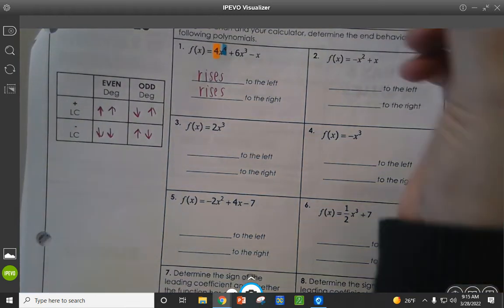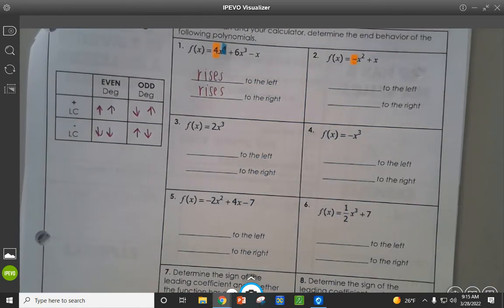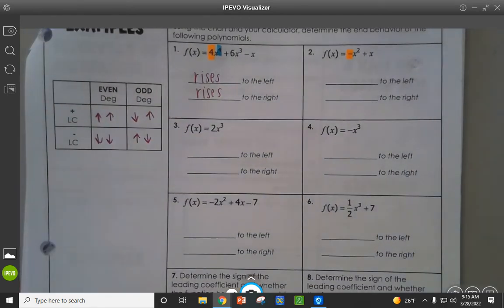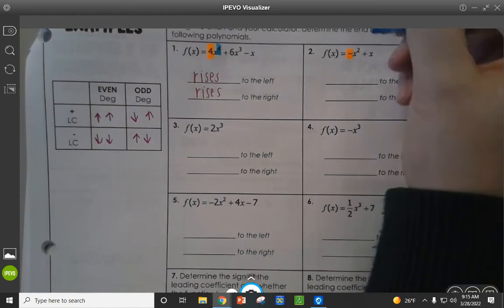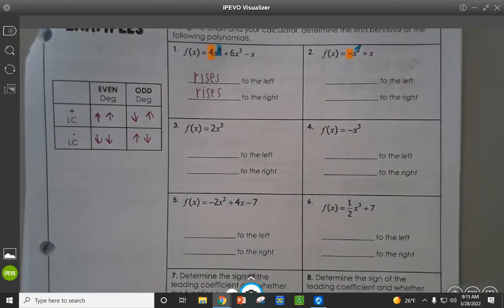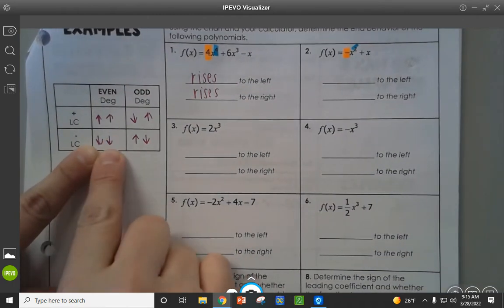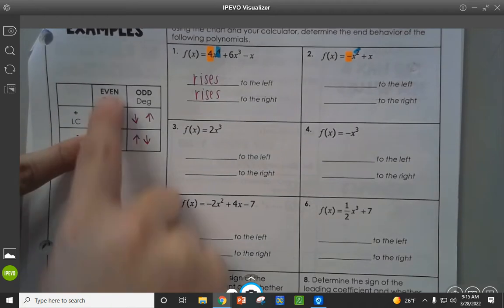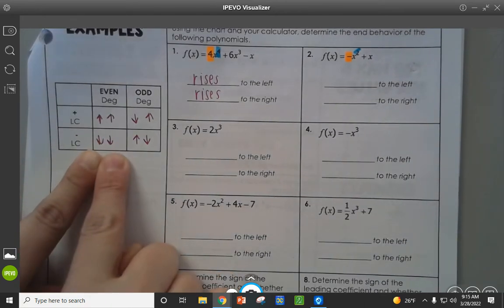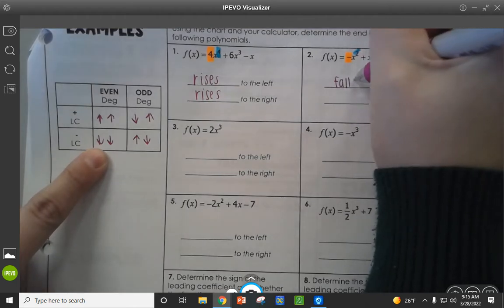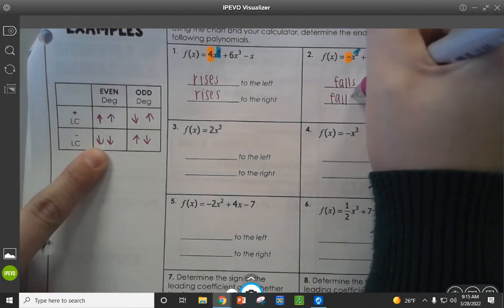All right, number 2, my number in front is what? What's my leading coefficient? -1. So it's going to be one of these two down here. And my degree is the highest exponent, which is what? 2. And is 2 an even or odd number? Even. So negative, even, they both point down. So it falls to the left, falls to the right.